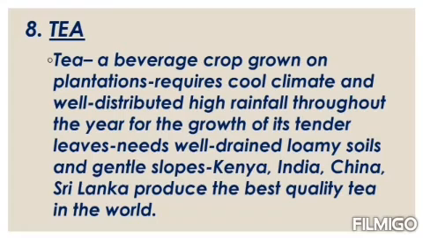The next one is tea. A beverage crop grown on plantations, it requires cool climate and well distributed high rainfall throughout the year for the growth of its tender leaves. It needs well drained loamy soils and gentle slopes. Kenya, India, China, Sri Lanka produce the best quality tea in the world. So please underline the names of the countries, that is Kenya, India, China, Sri Lanka, which produce the best quality tea in the world.